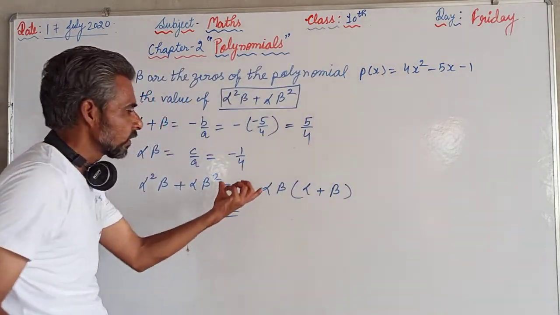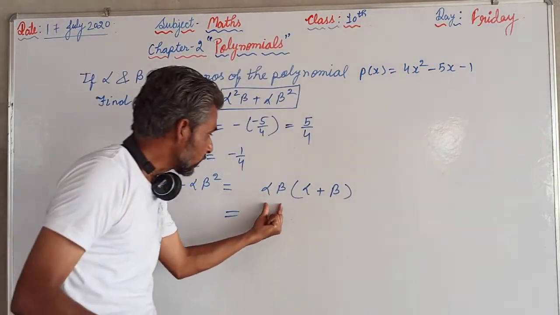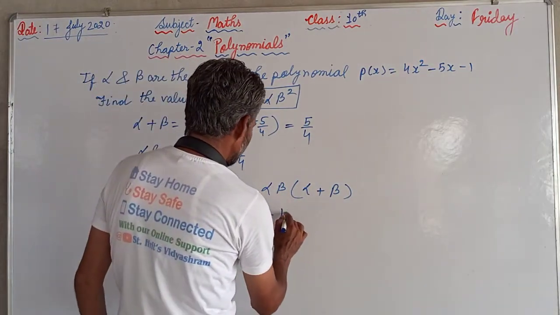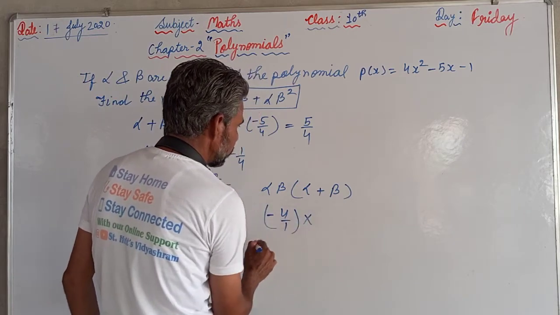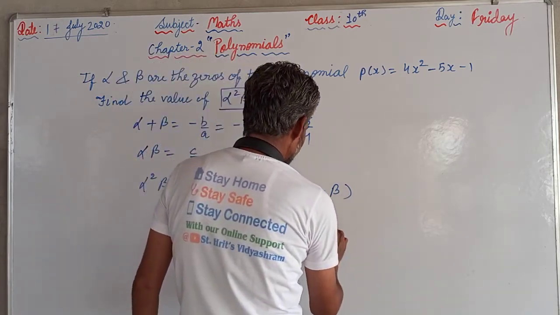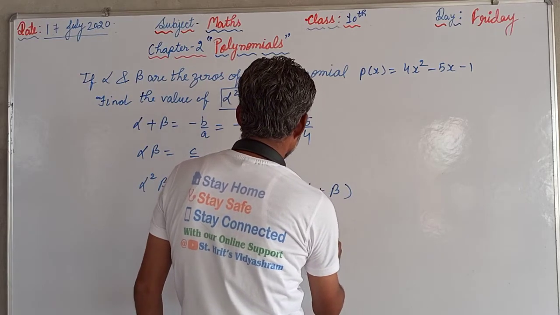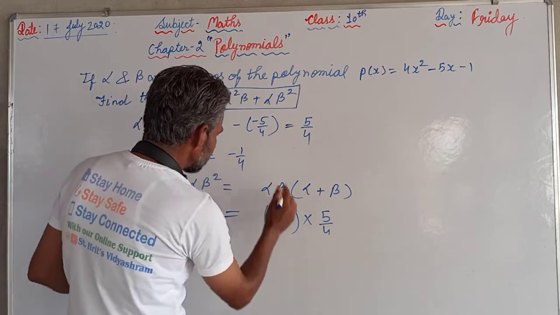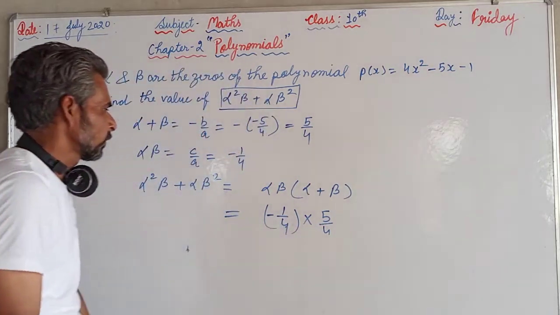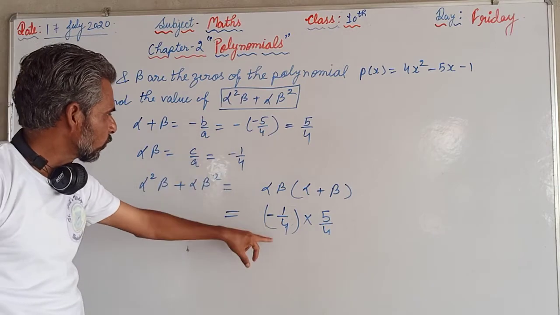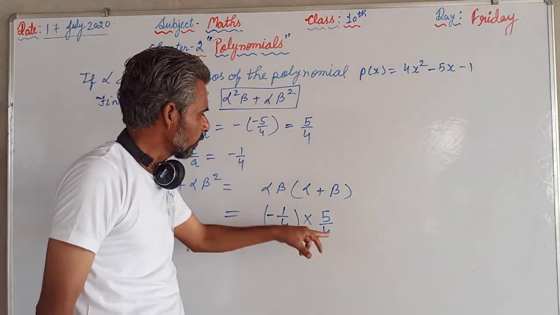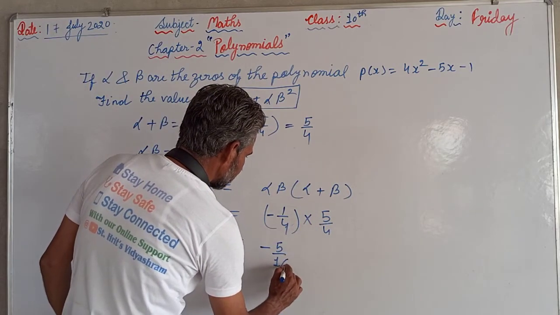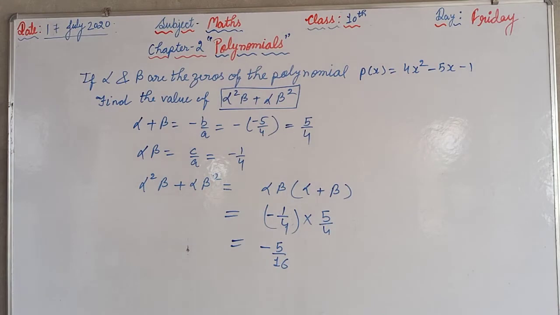So the answer will be the product of the zeros and the sum of the zeros. The product of the zeros, alpha beta, is minus 1 upon 4 and alpha plus beta is 5 upon 4. So we can multiply, and we will get minus 5 upon 16. That will be our answer.